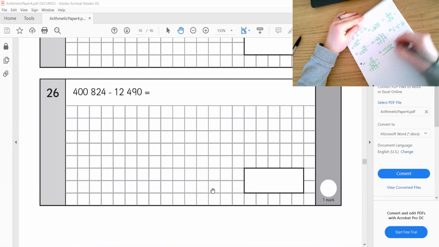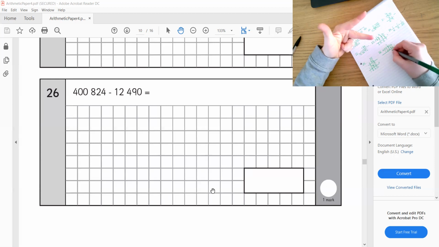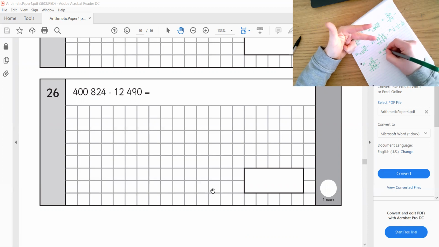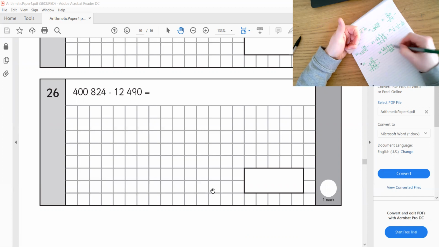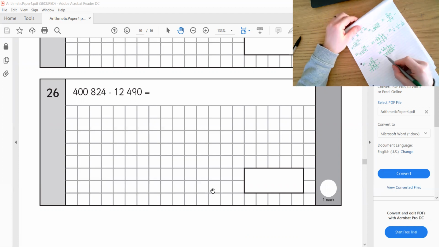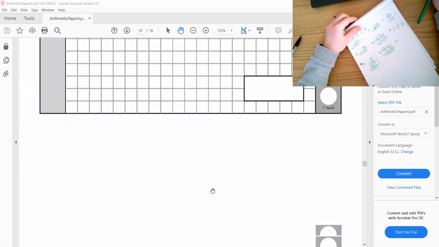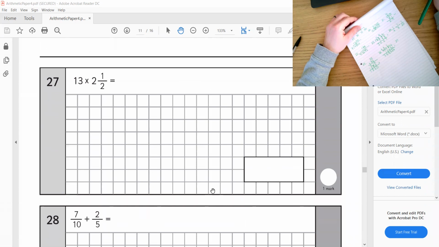Old news, 4 take away 0 is 4. Rename this one. That then becomes a 7. 12 take away 9, 9, 10, 11, 12 is 3. 4, 5, 6, 7 is another 3. Can't do, so I need to rename. There we go. So 10 take away 2 is 8. 9 take away 1 is 8. 3 take away nothing is 3. So my answer then should be 388,334. 26. Was that 2 marks? No, that was 1 mark. I was going to say that's too easy for 2 marks, isn't it?